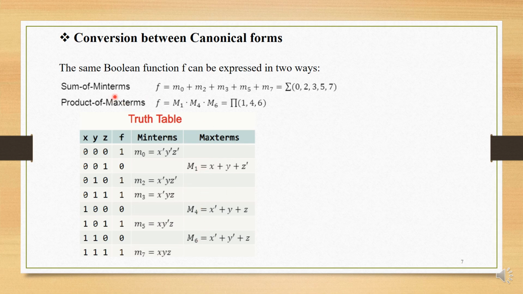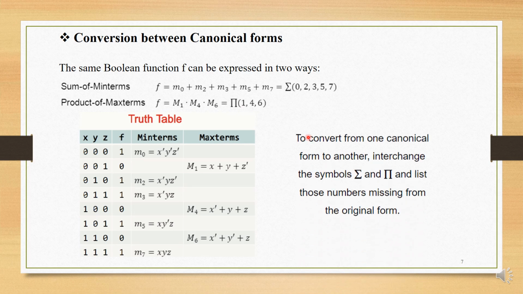Now, let us see the expression for sum of minterms and product of maxterms. The sum of minterms for the given truth table can be represented by f equal to m0 plus m2 plus m3 plus m5 plus m7, which is written in decimal notation as summation 0, 2, 3, 5, 7. Now, product of maxterms can be defined from the truth table as f equal to capital M1 dot M4 dot M6, which can be represented in decimal notation as product of 1, 4, 6.